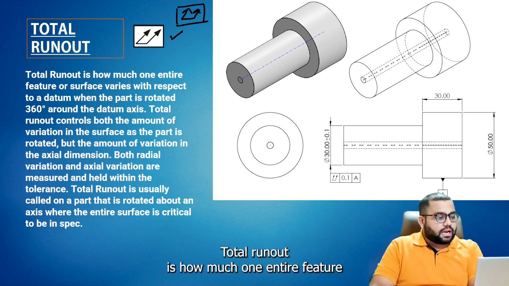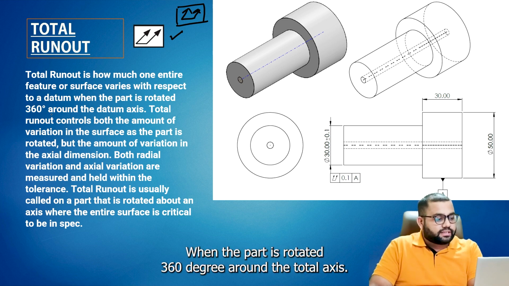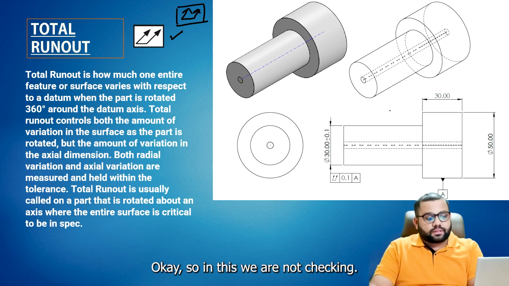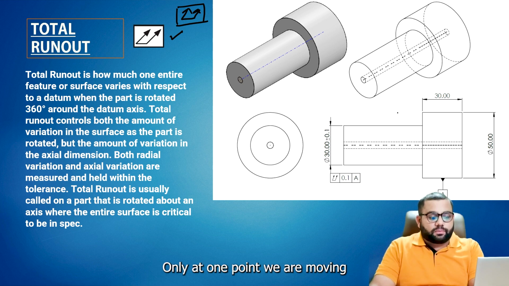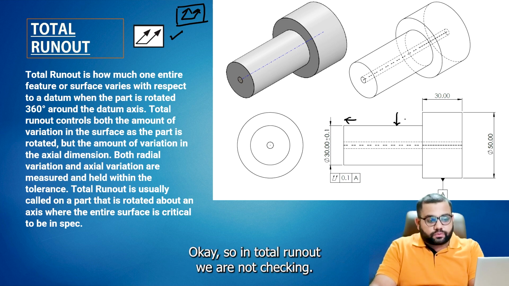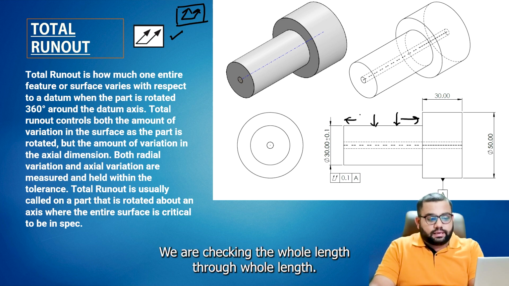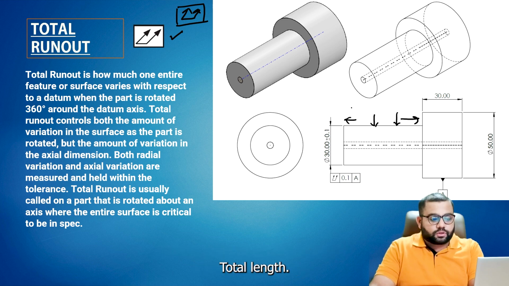Total runout is how much one entire feature or surface varies with respect to the datum when the part is rotated 360 degrees around the datum axis. In this, we are not checking only at one point. We are moving the dial indicator throughout the length of the part. So in total runout, we are checking the whole length, the total length.